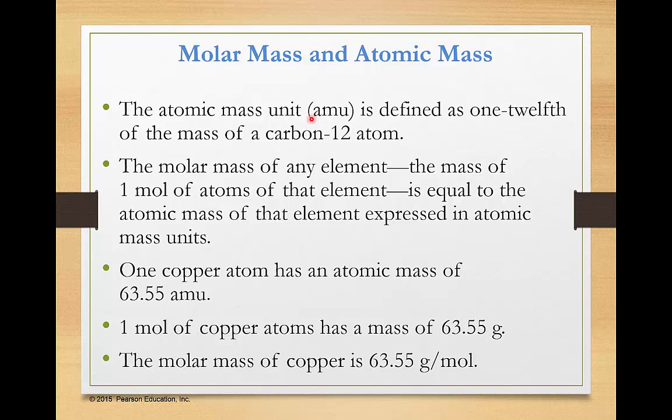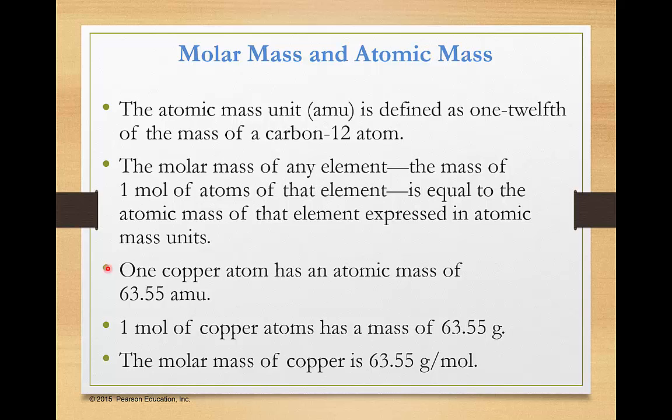An atomic mass unit, or AMU, is defined as 1/12 the mass of one carbon-12 atom. The molar mass of any element, which is the mass of 1 mole of atoms of that element, is going to be equal to the atomic mass of that element expressed in atomic mass units. So, for instance, if I look on the periodic table, one copper atom has an atomic mass of 63.55 AMUs, atomic mass units, as defined above.